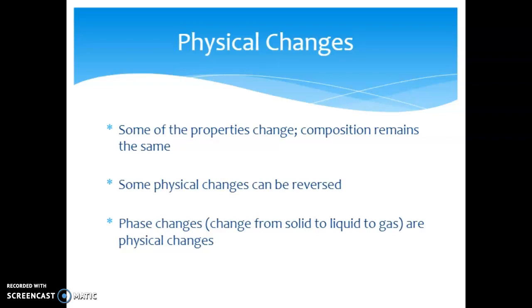Anything that's a phase change, so changing from a solid to a liquid or a liquid to a gas, is considered to be a physical change. So ice melting into water, that's physical. Water boiling into water vapor, that's also physical.